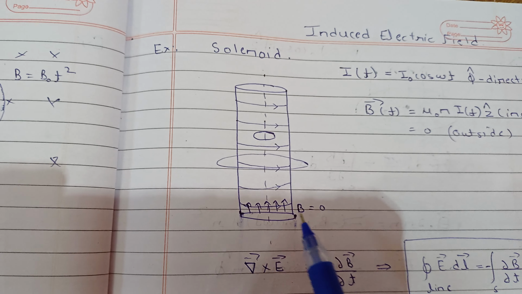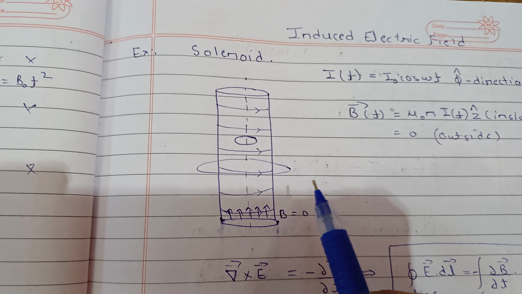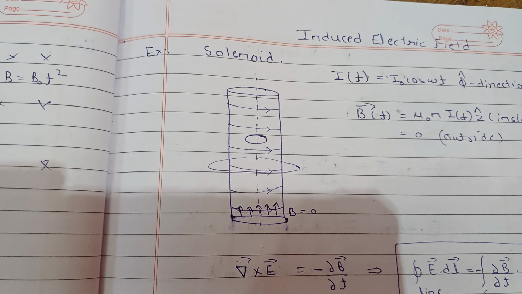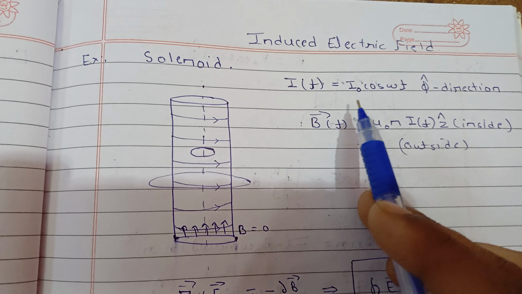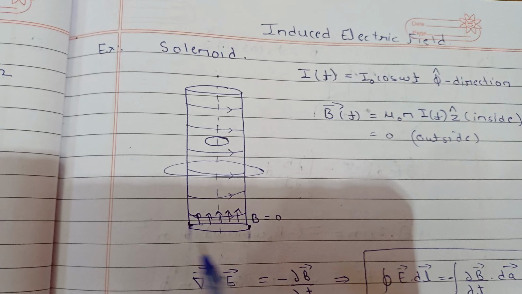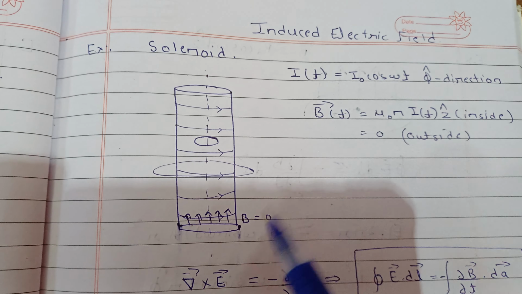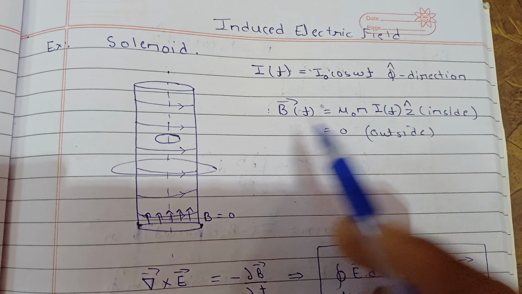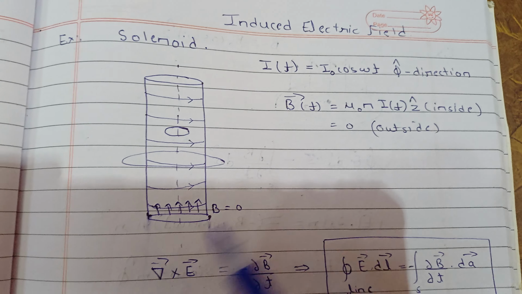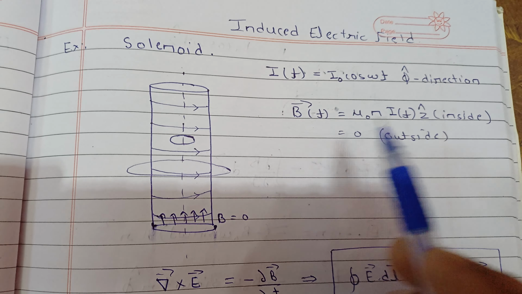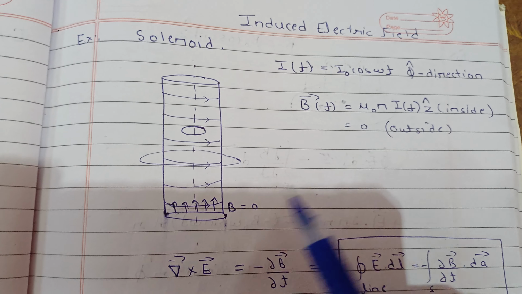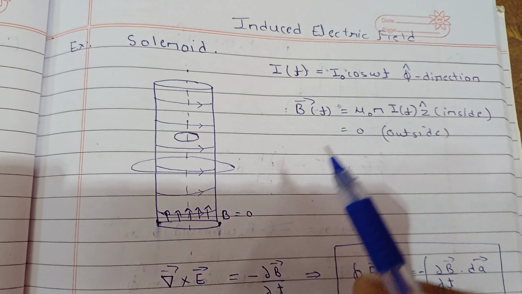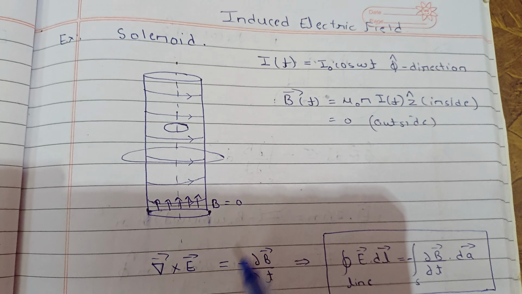Inside the solenoid the magnetic field is changing, and it is changing because the current over the solenoid is changing. The current is given by I(t) = I naught cos omega t in the direction of phi, meaning it is over the surface. Now B(t) will be mu naught n I. Here I is changing, so B will be changing inside, and outside will remain 0. Due to the change in the magnetic field, some electric field will be developed, so we need to see what the magnitude of that electric field will be.